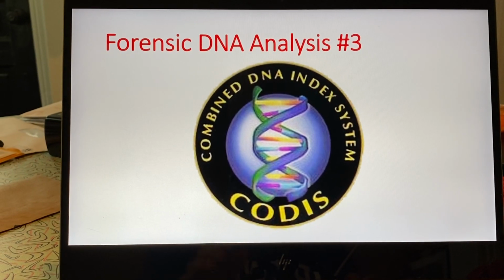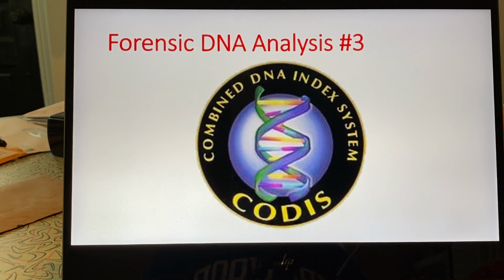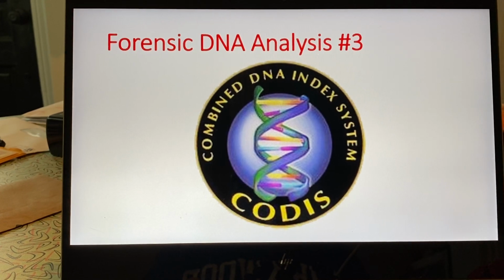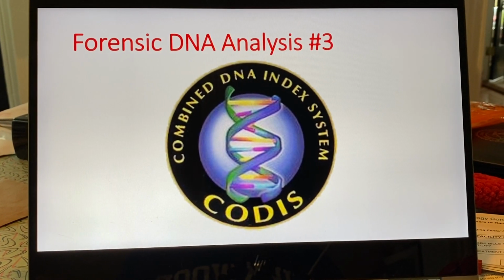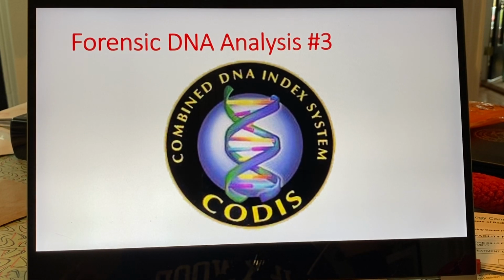And if you can remember back to the physical evidence unit, yeah, my dogs are fighting again, of course. One of the things we mentioned was, what is a database or a repository? So we had mentioned AFIS, which is the automated fingerprint identification system, that there are databases for shoe prints and tire prints and cartridge cases and bullets and things like that. So CODIS is the database for DNA profiles. And CODIS stands for Combined DNA Index System.